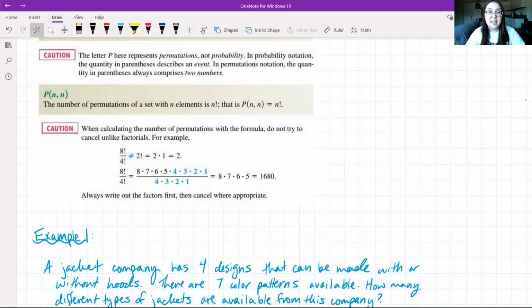So you can cancel out the 4 times 3 times 2 times 1s from the denominator and the numerator. But what you're left with is 8 times 7 times 6 times 5, which is going to be 1,680, which is very different than the number 2. So when you want to cancel out factorials, this is how you have to do it. You have to write them out. You can't just divide evenly by whatever numbers you see before the factorial sign.